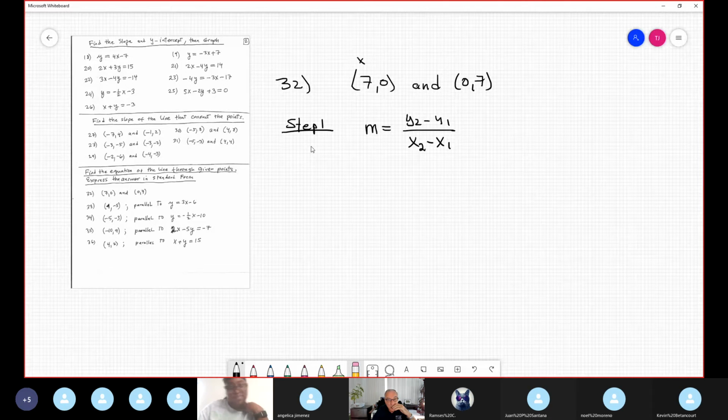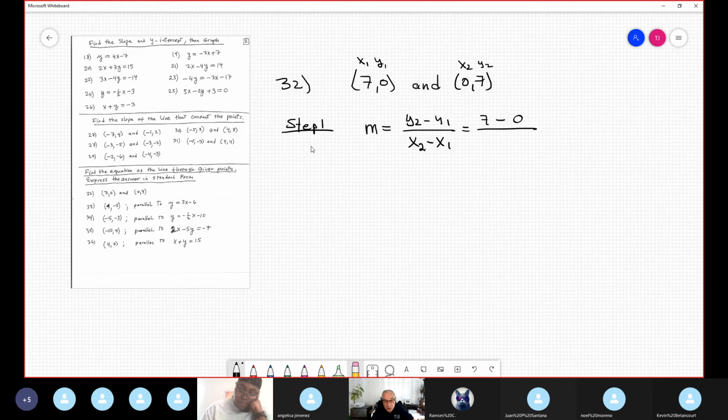I call one point x1, y1. I call the other x2, y2. Substitution now. y2 is 7, y1 is 0, x2 is 0 minus x1 is 7. On the top we have 7 positive, on the bottom we have negative 7, so the slope is negative 1. This is my first partial answer, because my goal, remember, is the equation, and the one wanted is standard.